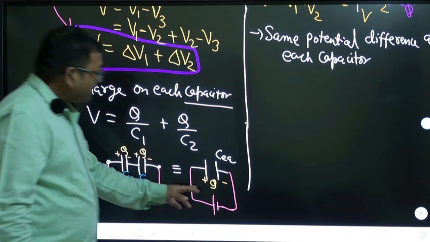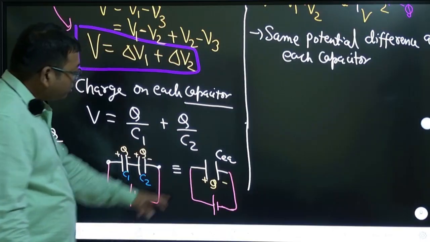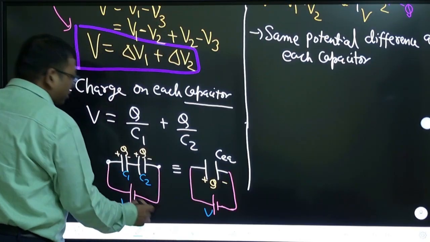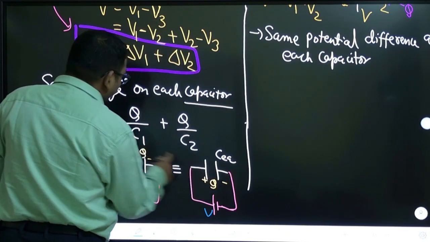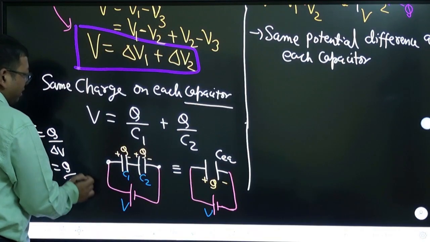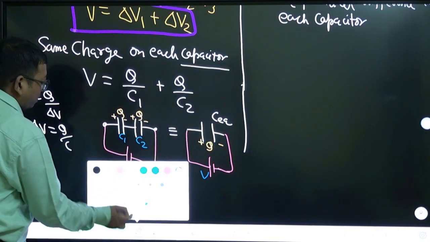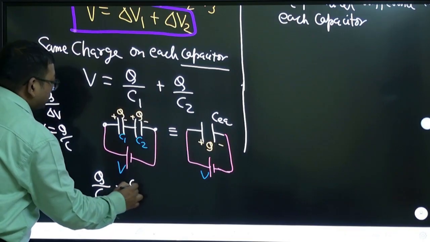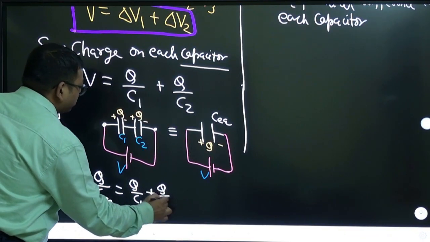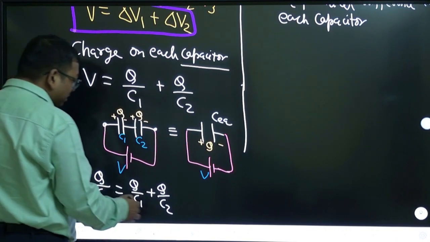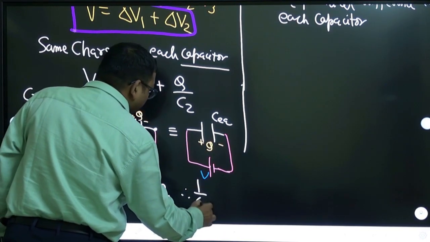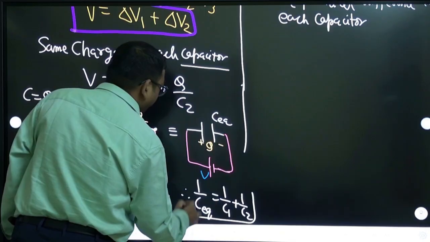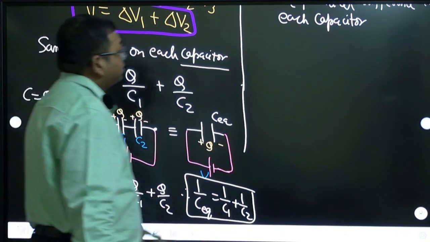So now I can write the equivalent capacitance here also. How will you write this voltage? Because this voltage is the same, for the equivalent you can write Q by C equivalent. So we can write Q by C equivalent is equal to Q by C1 plus Q by C2. You will see that this Q will get cancelled. So this formula will come: 1 by C equivalent is 1 by C1 plus 1 by C2. So this is for series.